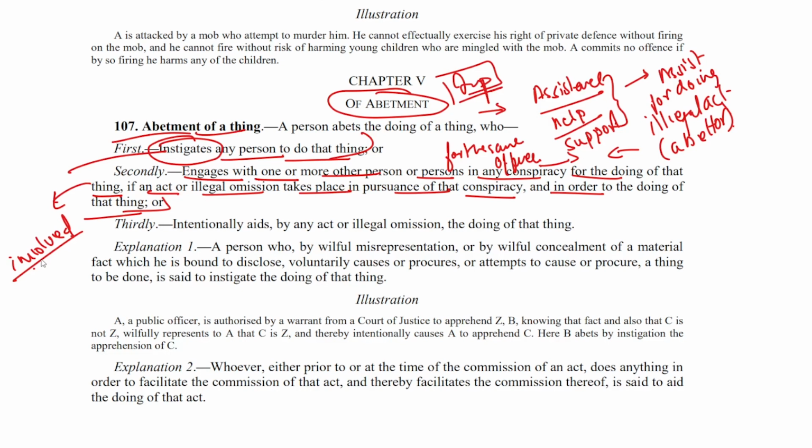Okay. Now the third one is intentionally aids, by an illegal act or omission, the doing of that thing.